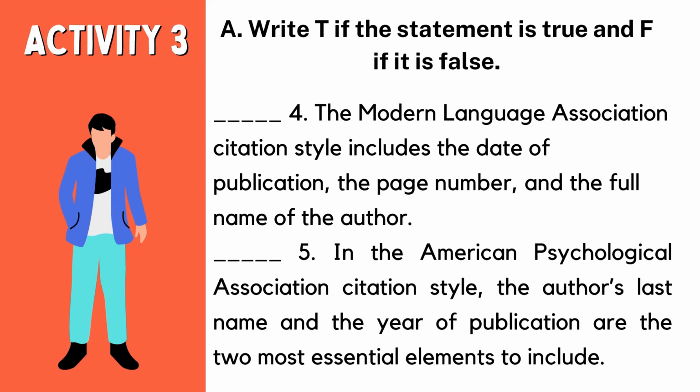Number 4. The Modern Language Association citation style includes the date of publication, the page number, and the full name of the author. And number 5. In the American Psychological Association citation style, the author's last name and the year of publication are the two most essential elements to include.